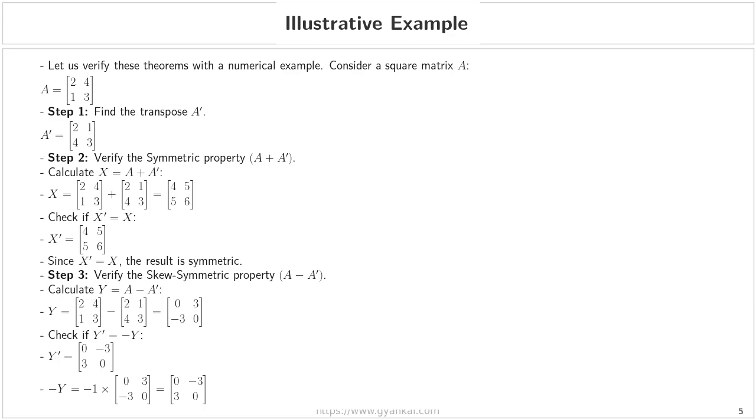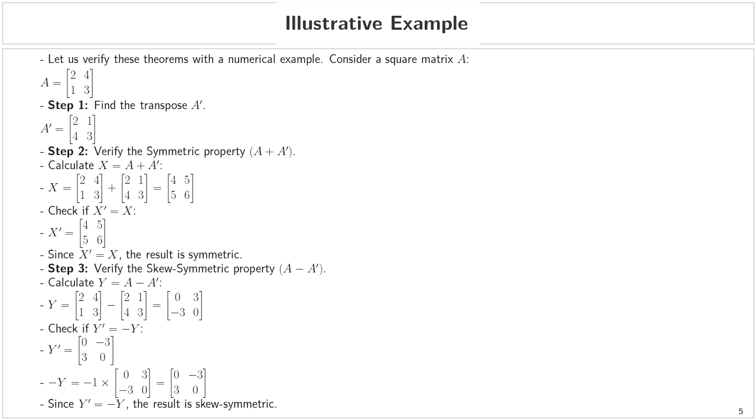Now, let us find negative Y by multiplying every element of matrix Y by negative 1. This results in a matrix with the first row, 0 and negative 3, and the second row, 3 and 0. As you can observe, Y transpose is exactly equal to negative Y, which confirms that the matrix formed by A minus A transpose is skew-symmetric.